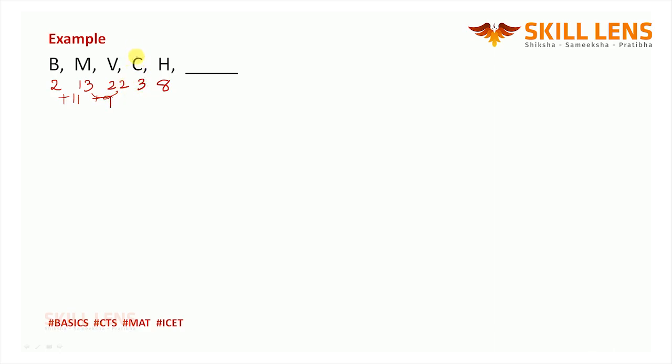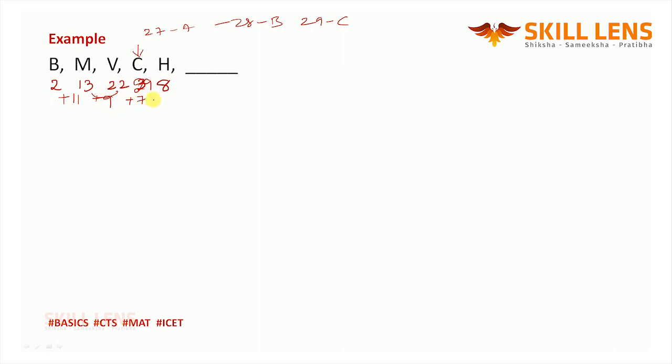Why don't you write C after 26? You might get a chance. So C's place value after 26: 27 is A, 28 is B, 29 is what? C. Right? So let me put this number as 29. If you put 29, are you getting any logic here? Plus 11, plus 9, here it should be plus 7. Yeah, 22 plus 7 is 29.